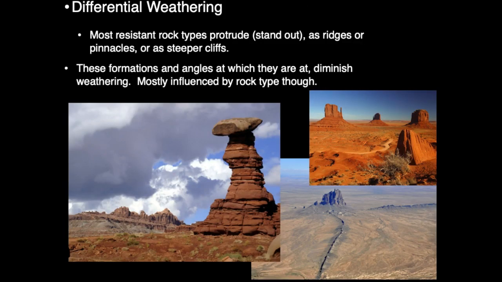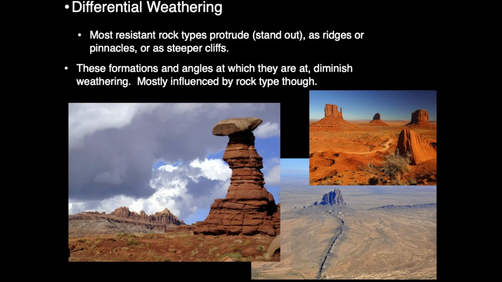All right, so now we'll look at differential weathering. So these masses of rocks usually do not weather uniformly. For example, look at Shiprock in New Mexico, which is the bottom right picture. This gigantic rock protrudes over the rest of the surrounding environment. When there is this differentiation in the weathering rates in different rock types and rock features, that is what we call differential weathering. So the most resistant rock types will stand out as ridges or pinnacles or as steep cliffs, as you're seeing in all the pictures that I have above.